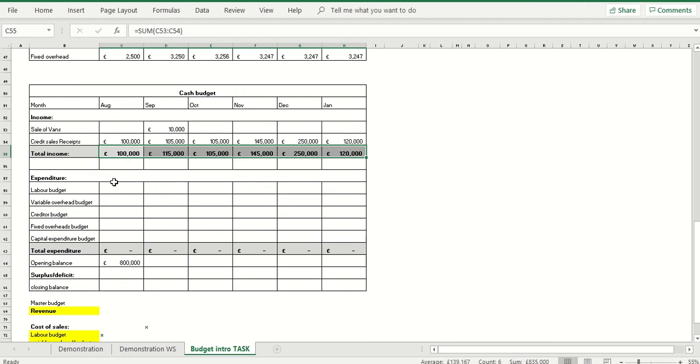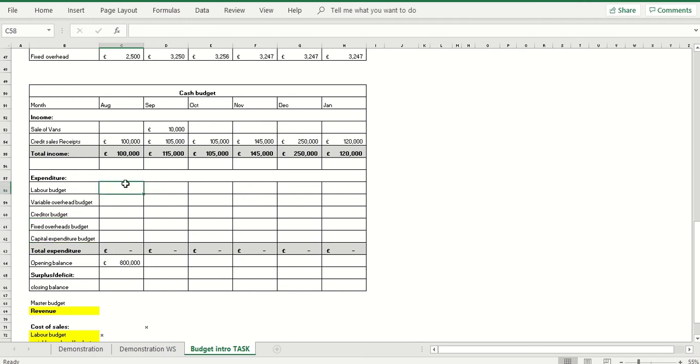In terms of our expenditure, we expect to have paid out some money in terms of labor, and some money for variable overheads. We expect to have paid out creditors, fixed overheads, and capital expenditure. I should probably say that for each of these budgets, we're just assuming that we're not paying on credit. We're not getting any credit, so we are paying straight out immediately when the expense happens.